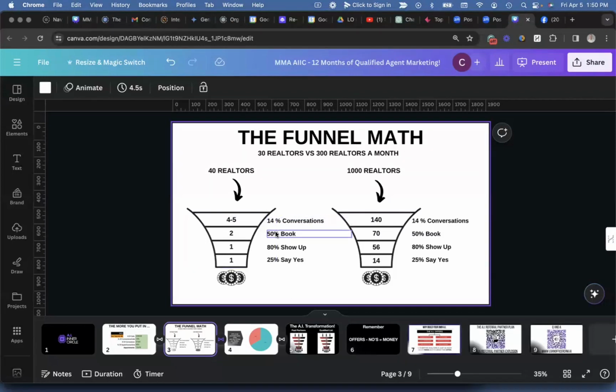Roughly half of the people that we talk to or have a conversation with are actually going to book. Between 75 to 80% of those people are going to show up. And then of the meetings that you have with realtors, about 25% of them are going to say yes. Now, we've got some clients where they're like, hey, 50% of the realtors that I meet with say yes. And then we've got other people that have less, right? It's about that bond and that offer.